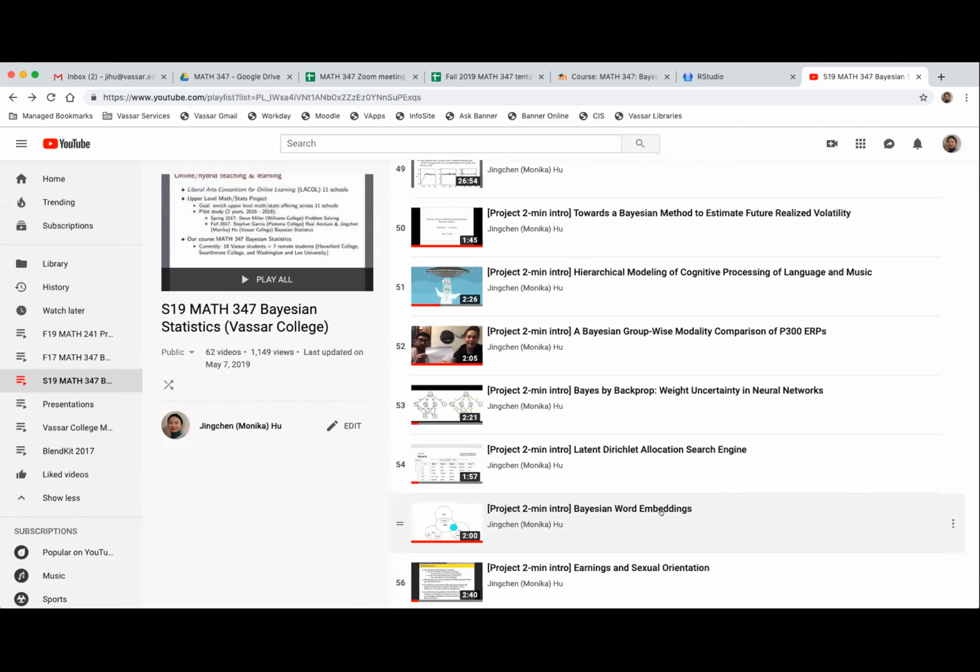And there are two others I want to show. This one is Bayesian word embeddings. Those are students, I think, mostly from computer science, who are trying to do a more natural language processing related project using Bayesian models. So just really quick here.